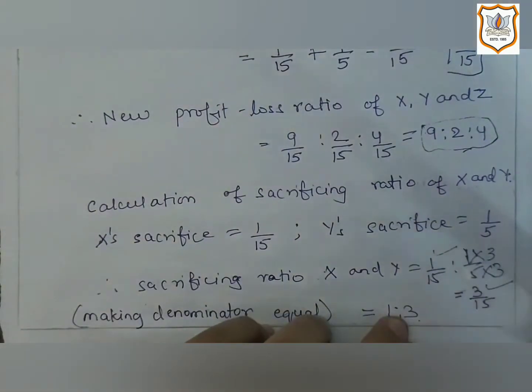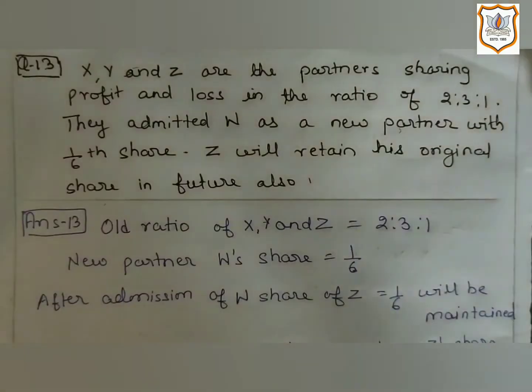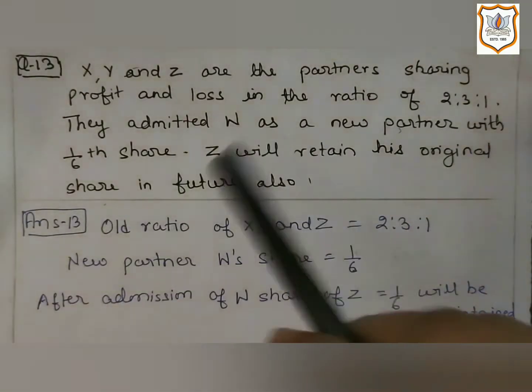So here we have made the denominator equal, and by making it equal we will get the ratio, that is 1 is to 3. Now let us do question number 13.